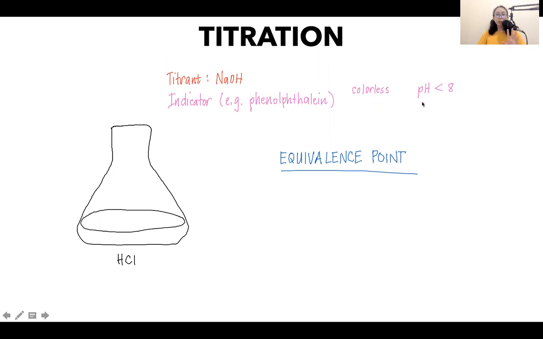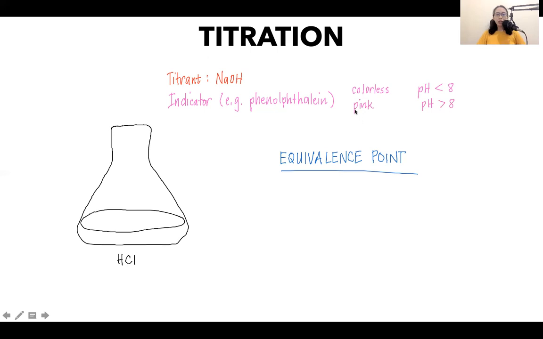But if the pH of the solution is greater than 8, then phenolphthalein is colored pink. To be more specific, it's fuchsia. It's a bit on the dark side of pink. So if you have a basic solution and you drop phenolphthalein into it, you will see that the solution will turn pink. You can see a lot of YouTube videos on this.